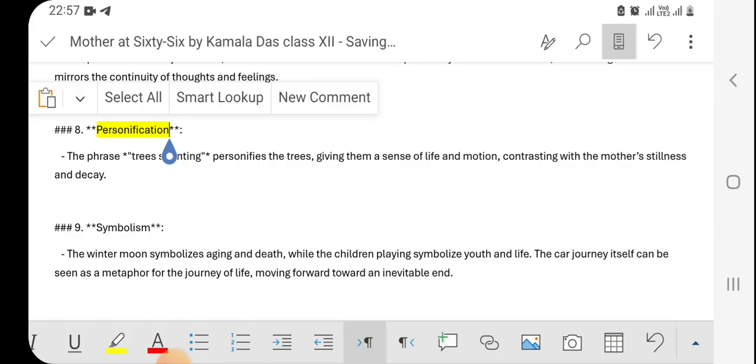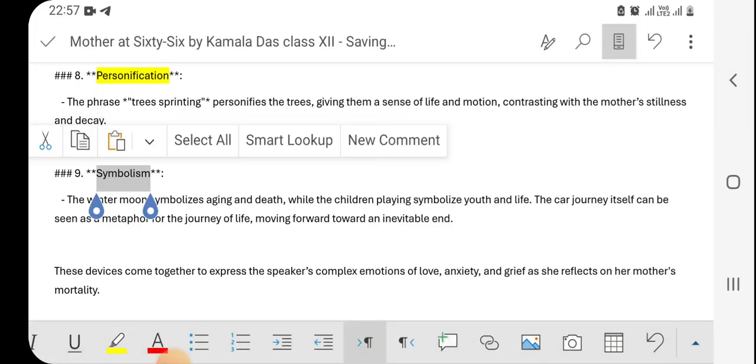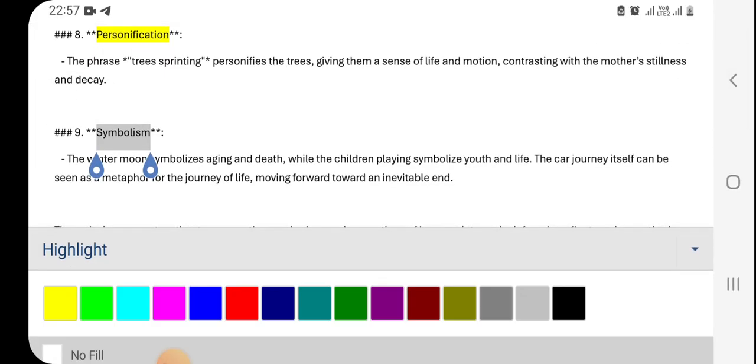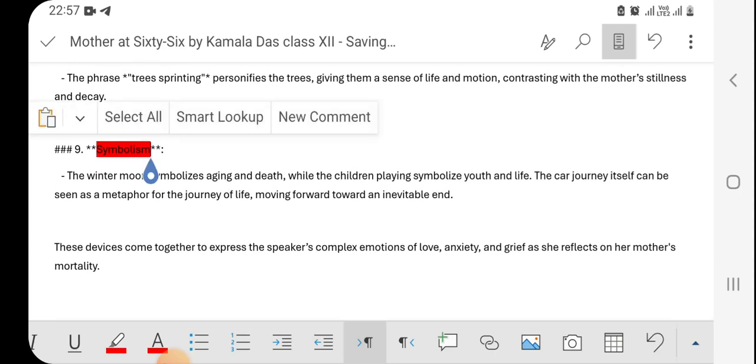Okay, the next poetic device from the poem is symbolism. So what is symbolism basically? Symbolism is a poetic device. Look, the winter moon symbolizes aging and death. Remember, here in the poem we can see a phrase, winter moon. We know that in winter the moon doesn't shine that brightly. So here it symbolizes aging and death, while the children playing symbolize youth and life. The car journey itself can be seen as a metaphor for the journey of life, moving forward towards an inevitable end.